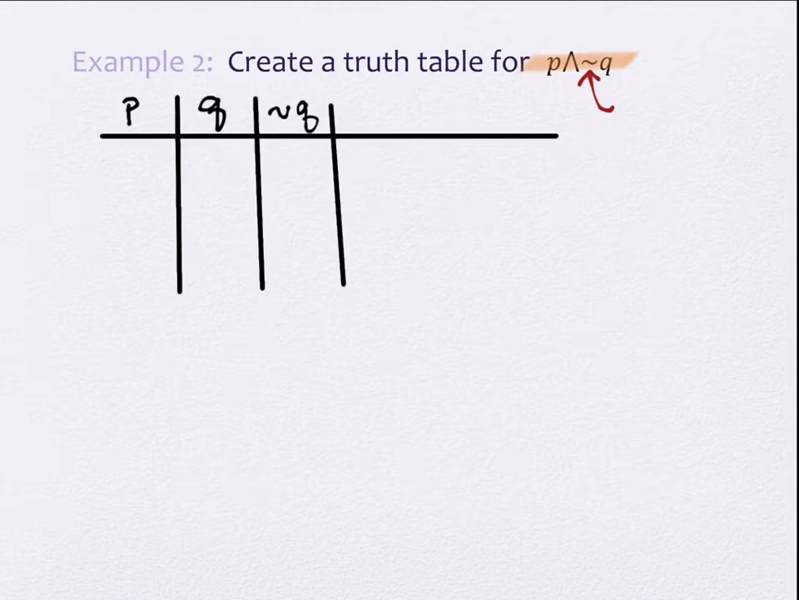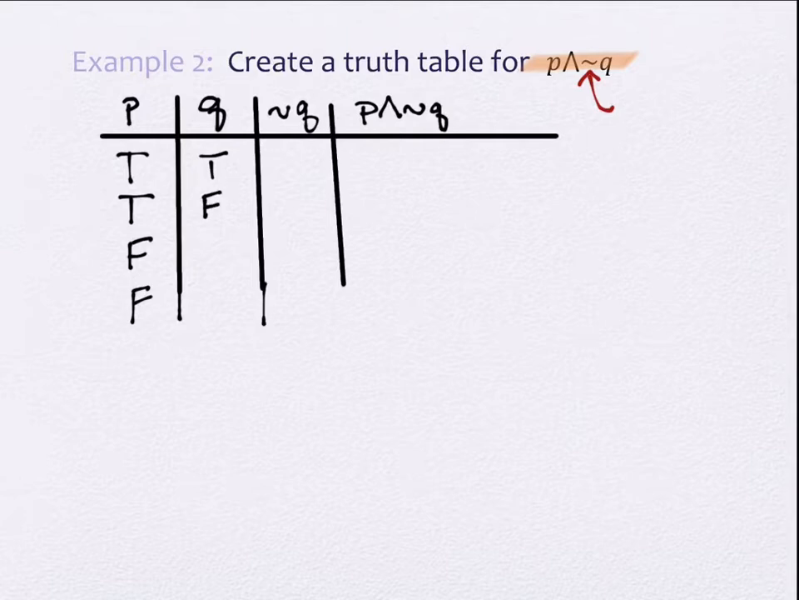Then you're going to put it all together with the connective that's between there, which is the and connective. So your last column is P and tilde Q. There's still only two statements, a P statement and a Q statement, so there's still the same arrangement at the beginning. True, true, false, false. True, false, true, false. All that's the same.